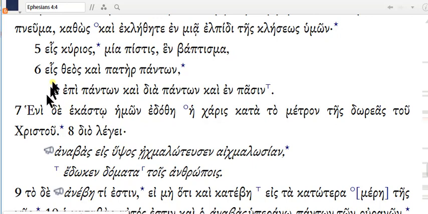Okay. But this is really where the action is. So, hey, just memorize verse 5. You've got all three nominative forms there. Heis, mia, hen. Heis kurios, mia pistis, hen baptisma. All right? You get to see it all in one place.